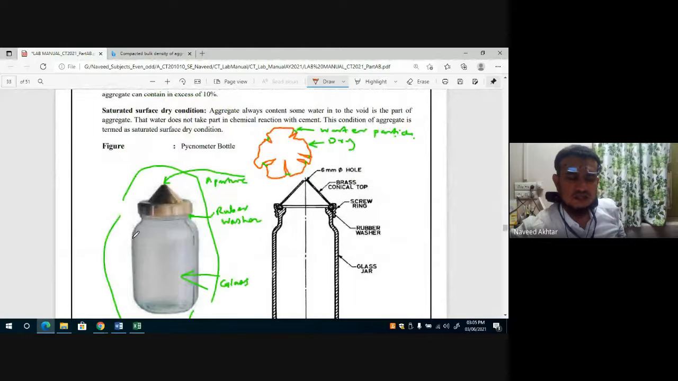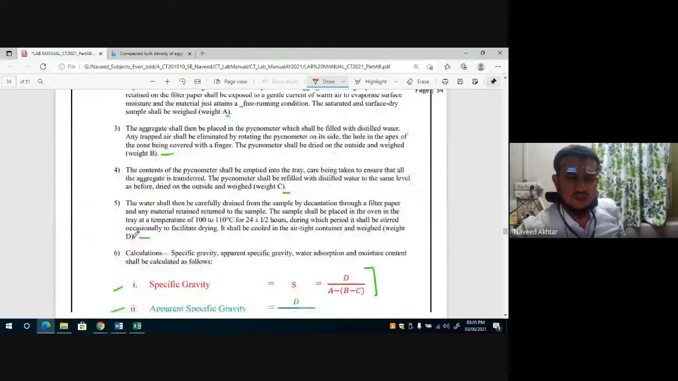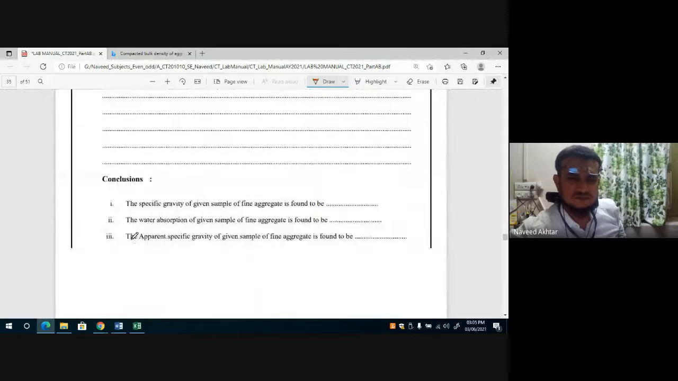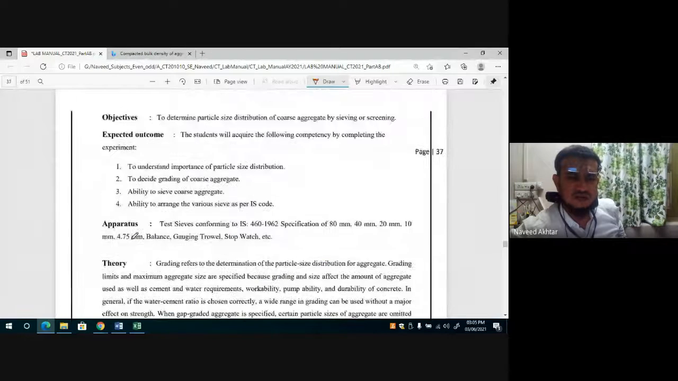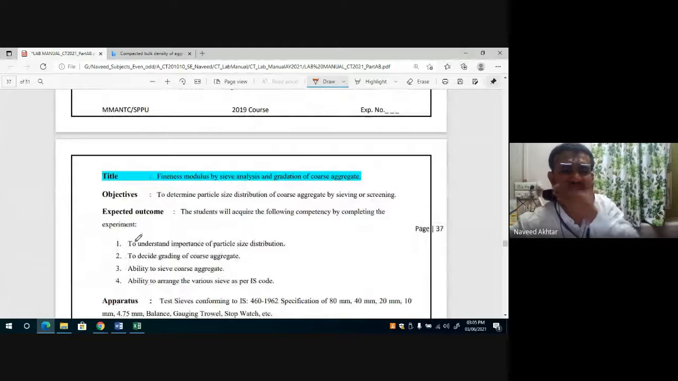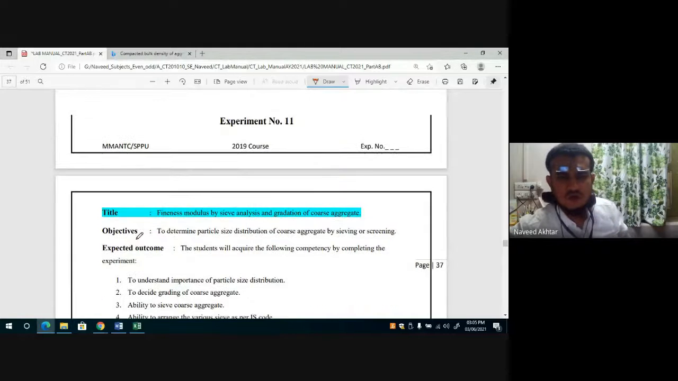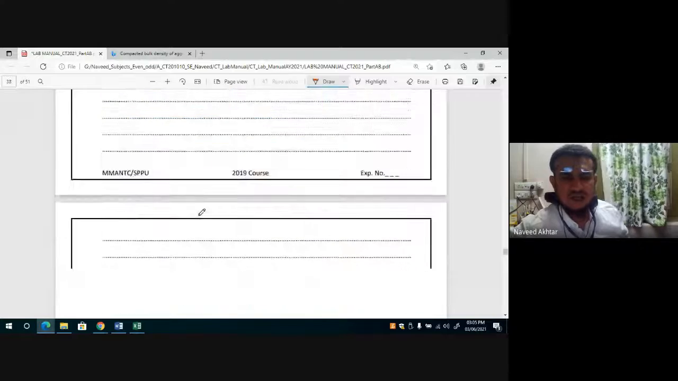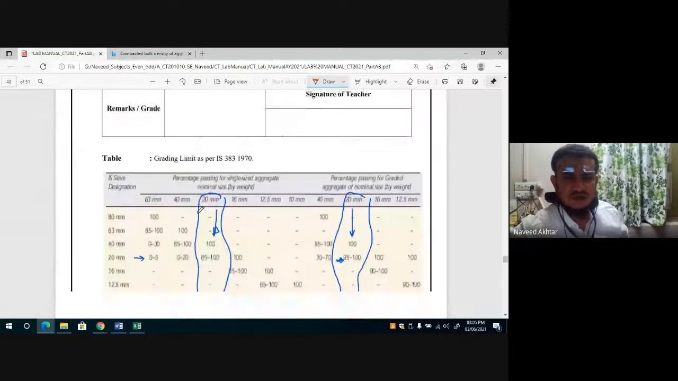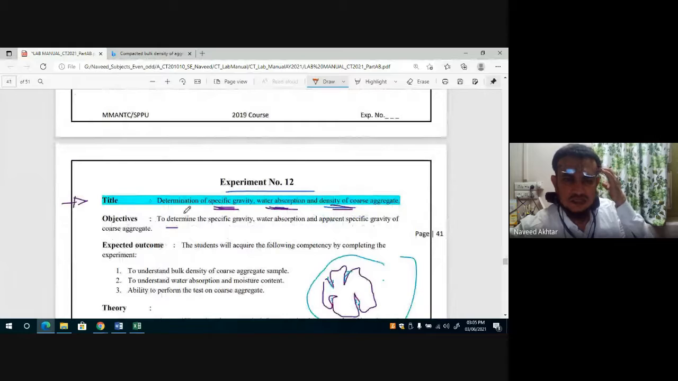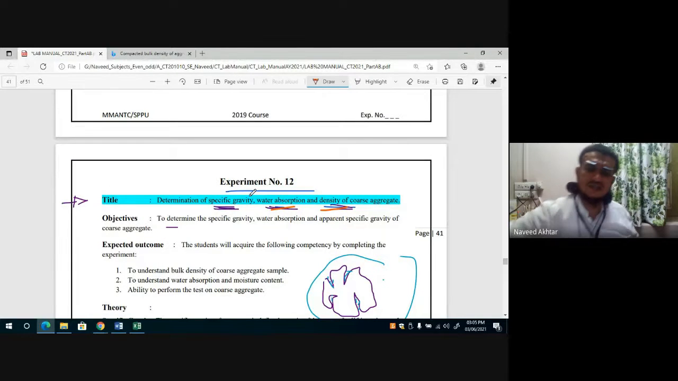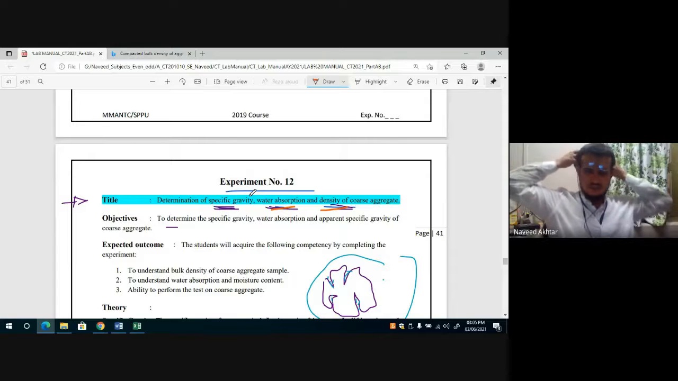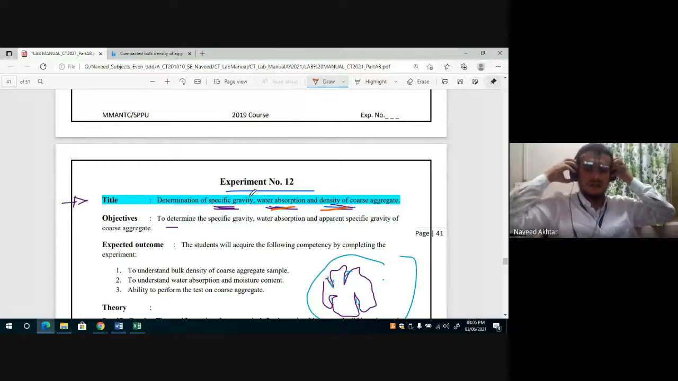with particle size less than 10 mm, using the pycnometer we have done, and then we have also completed the sieve analysis of coarse aggregate today, experiment number 11, and in experiment number 12 we have completed the specific gravity, water absorption and density of coarse aggregate experimentation. These experiments we have completed till date.